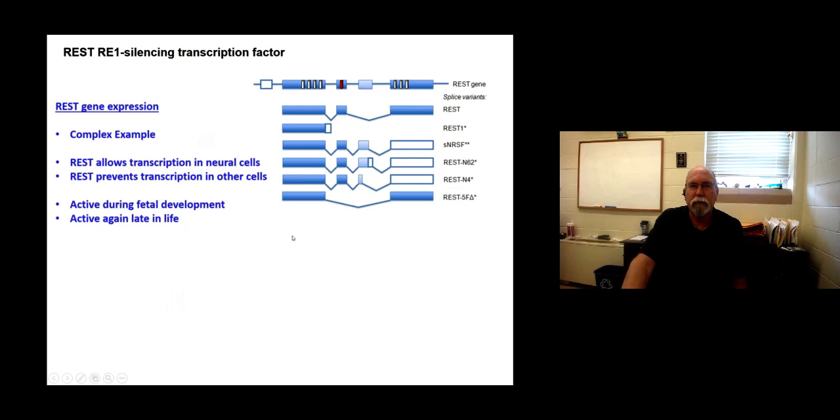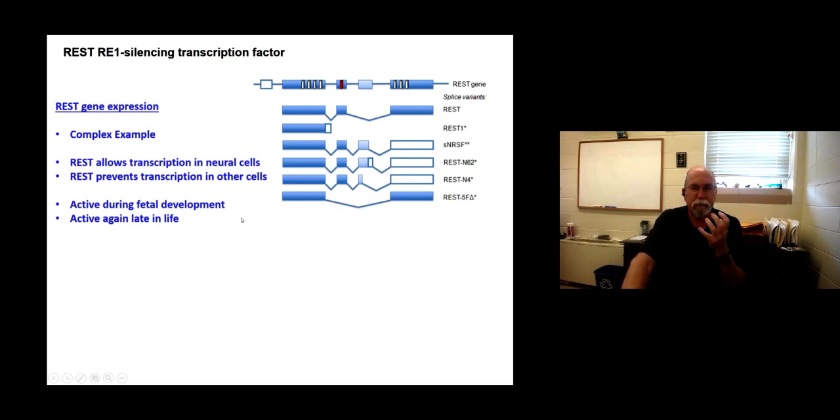Okay, a good example of that is some of this REST feature. It has a number of splice variants. Okay, we've talked about splice variants before. When you use this exon sometimes, you don't use the others, etc. And these turn up in different organs. Okay, it's a very complex example.